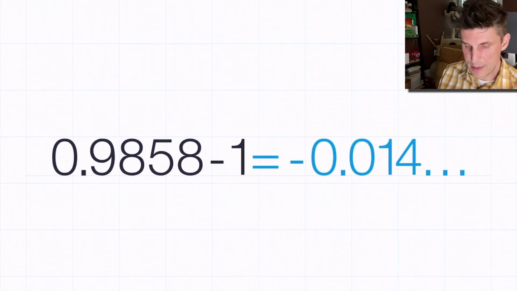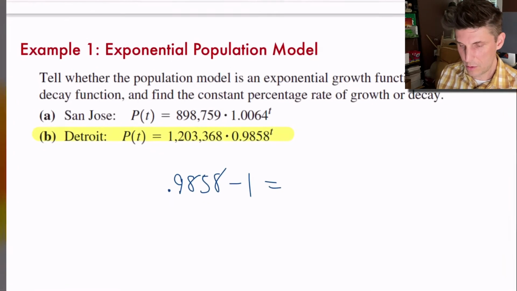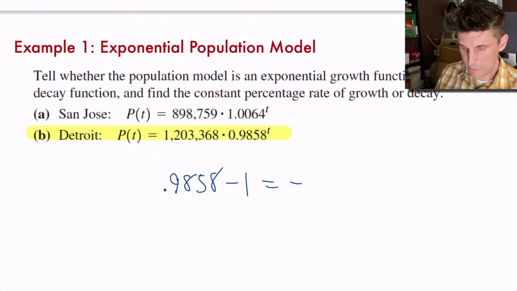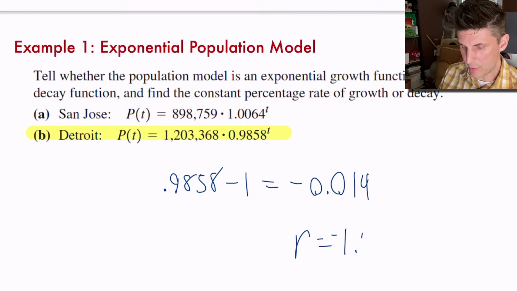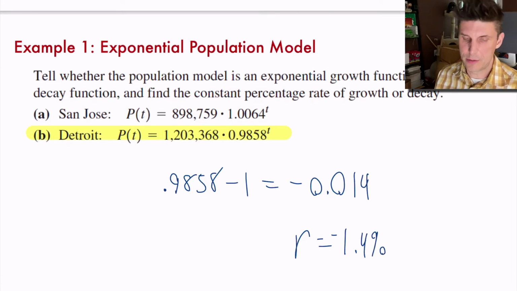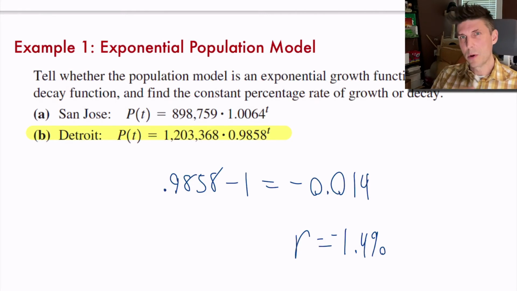So that's negative 0.014. Okay. And if you move that decimal place over, the actual rate is going to equal negative 1.4%.